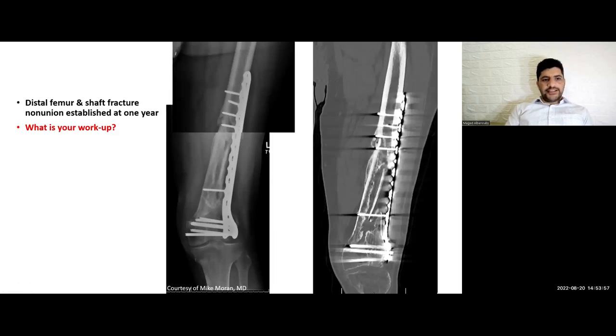But unfortunately, during follow-up, a distal femur went into non-union. This is after 16 months. There is some healing, but it is not fully healed. Here there is a CT scan. The fracture is not healed. What is your workup?